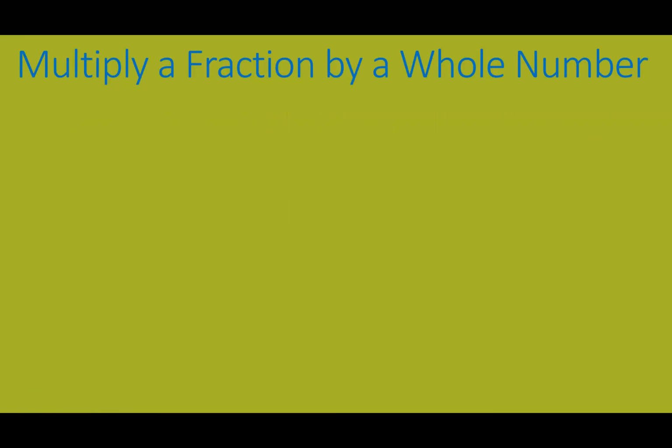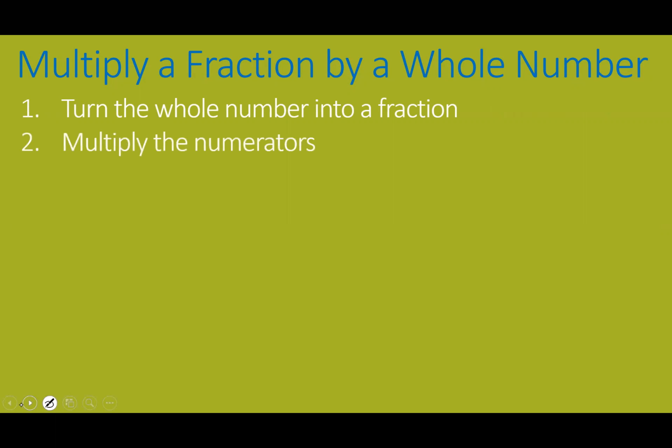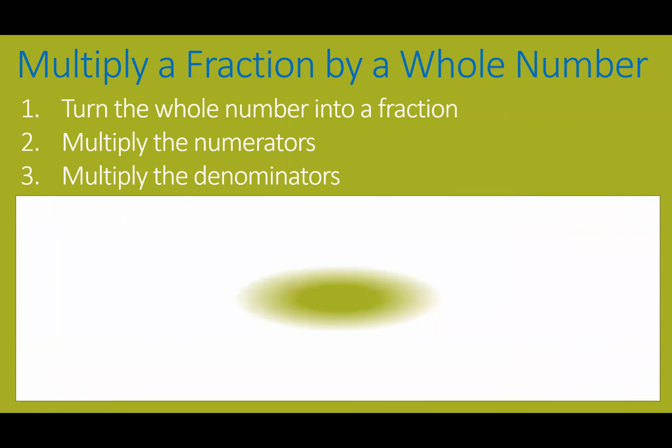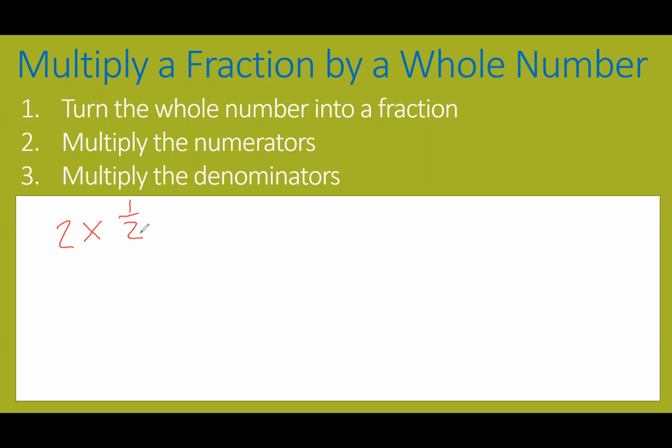Now we're going to multiply a fraction by a whole number. Step 1, turn the whole number into a fraction. Step 2, multiply the numerators. And step 3, multiply the denominators. So let me grab a whole number here. Let's go with 2, and I'm going to multiply it by 1/2. All right, so step 1, turn the whole number into a fraction.